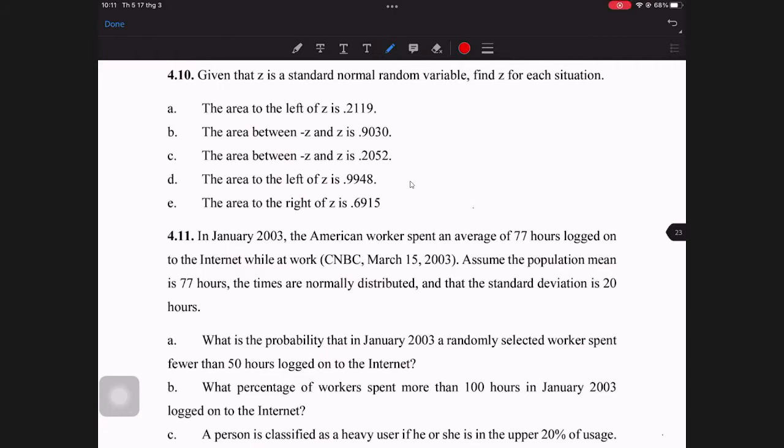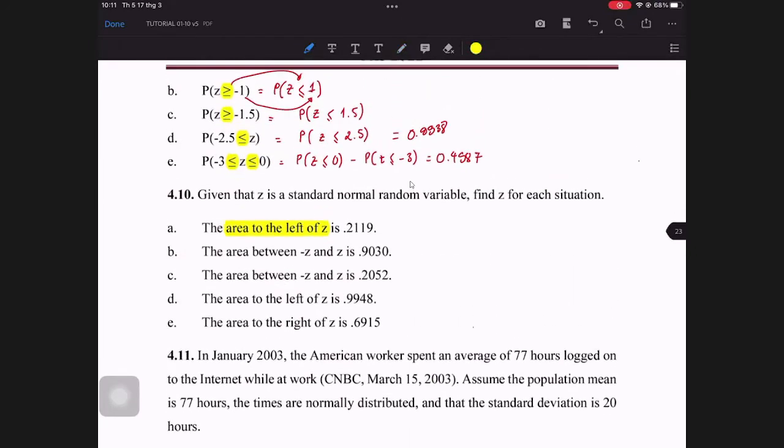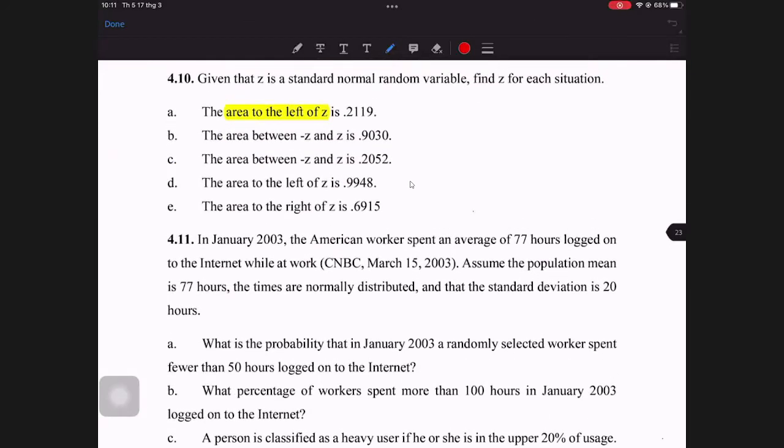So let's see how we can do this kind of exercise. Given that Z here is a standard normal random variable, find Z for the following situation. The area to the left of Z is this value. For this specific value, I suggest that you draw the graph. This will be easier. So for example, for question A here, we can just draw the graph here.